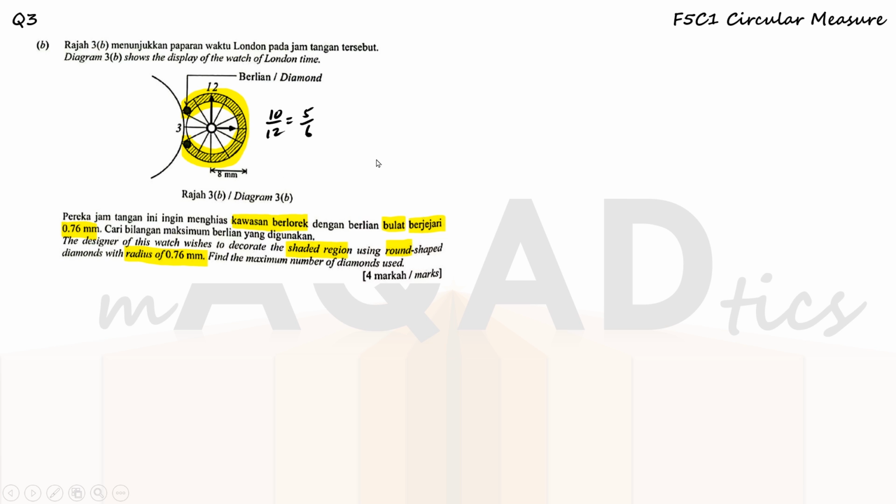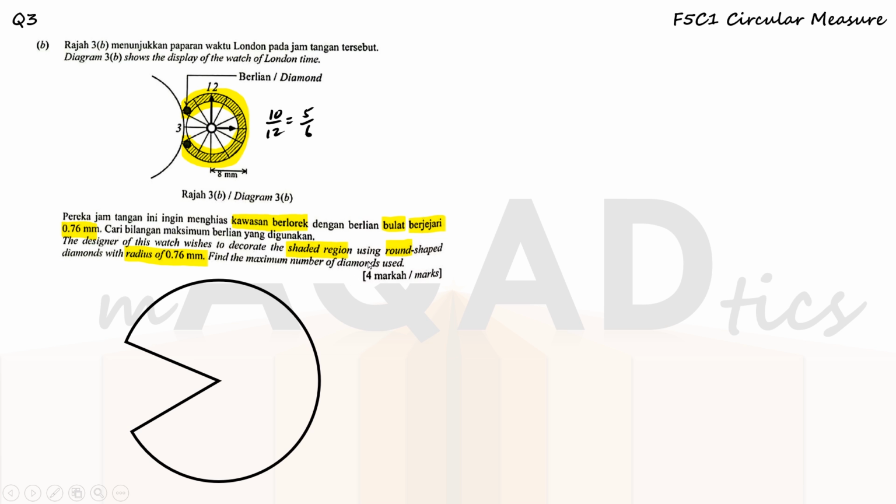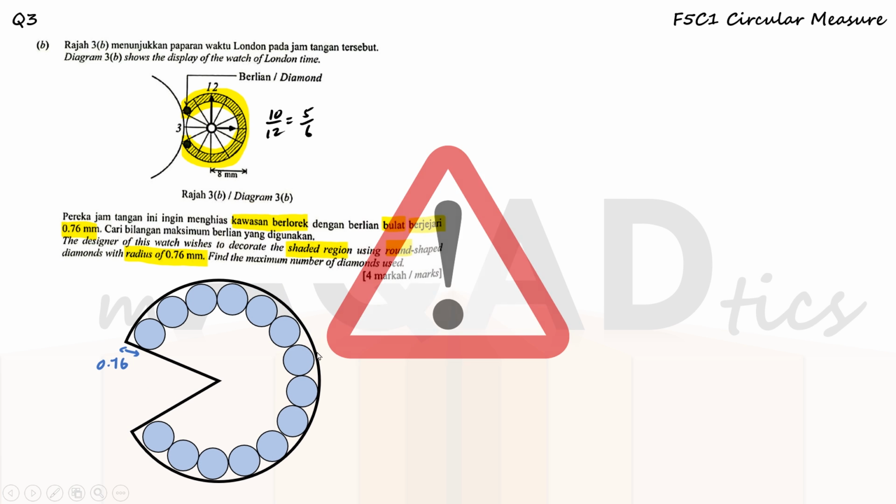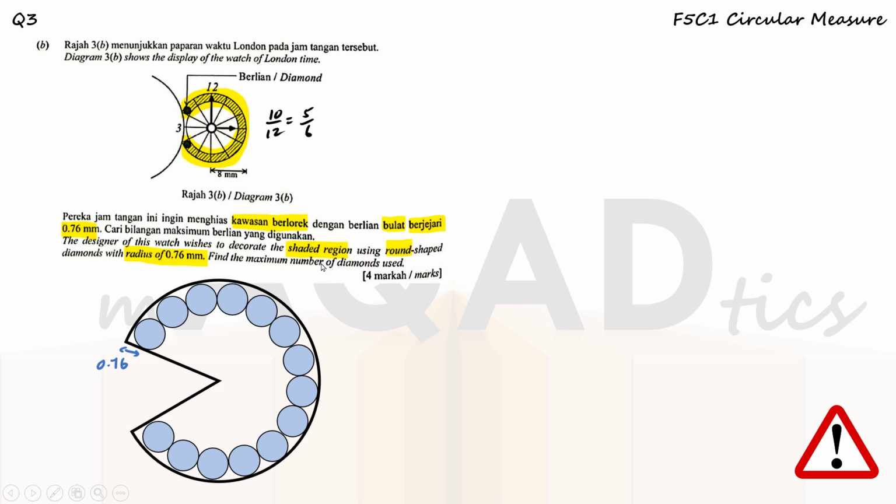Okay? So the situation is, for the shaded region here, the designer wants to place the diamonds here, which has a radius of 0.76, like in this way. Okay, so the tricky part is, how do we know the number of diamonds that can be placed here? Reason is because if I place a diamond here, I don't know what is the part of the circumference that will be occupied by this diamond, right? Because you can see there are gaps here, so it's not very accurate, right? If we use the circumference line.